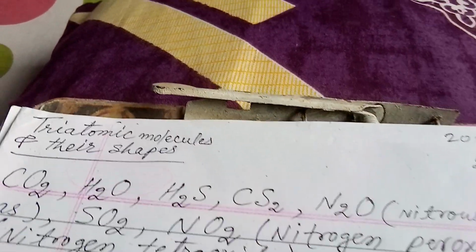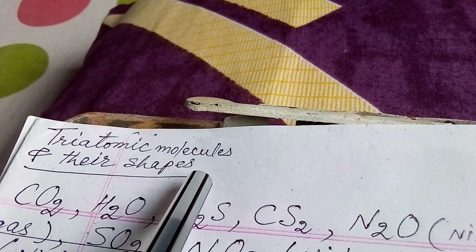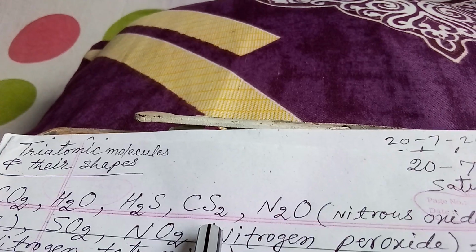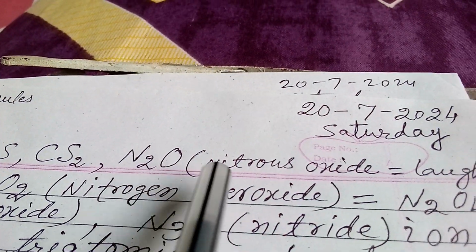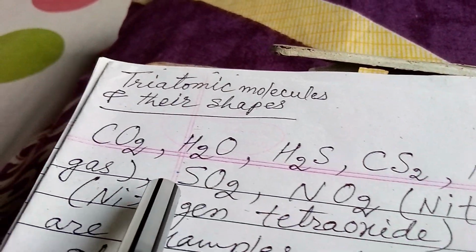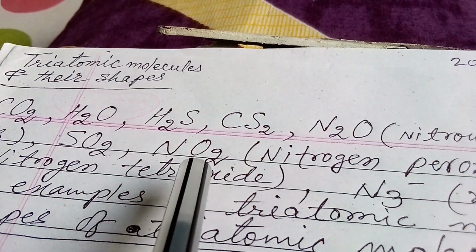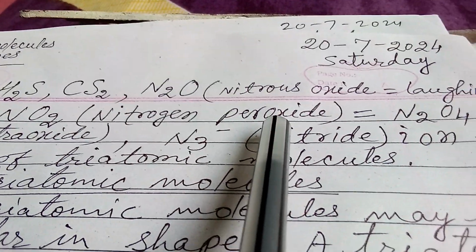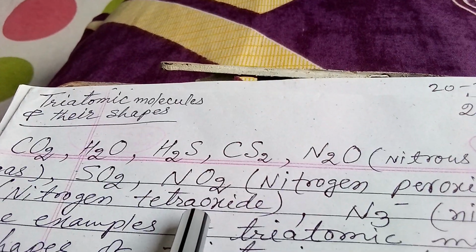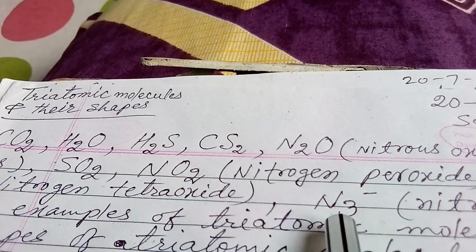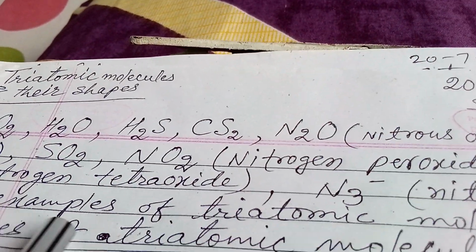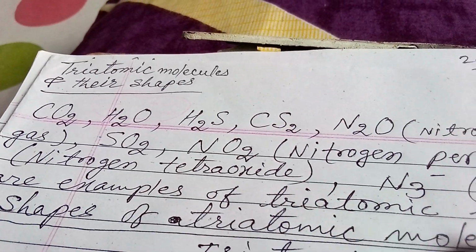Today I am going to discuss triatomic molecules and their shapes. CO2, H2O, H2S, CH2, N2O, that is called nitrous oxide, also known as laughing gas, SO2, NO2, that is nitrogen peroxide, which is equal to N2O4, called nitrogen tetraoxide, and N3, that is nitride ion, etc., are examples of triatomic molecules.